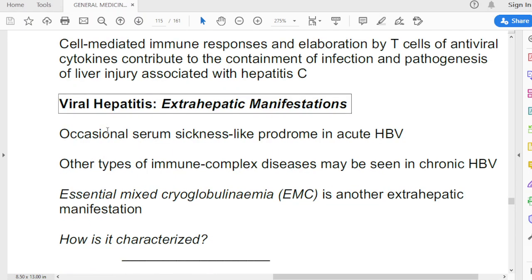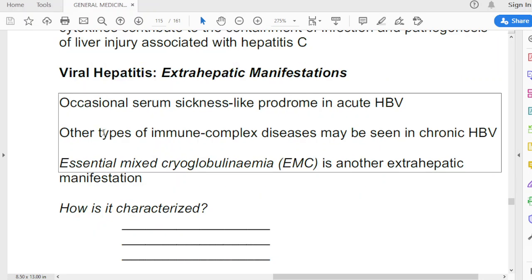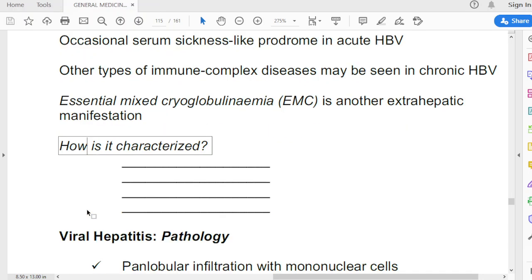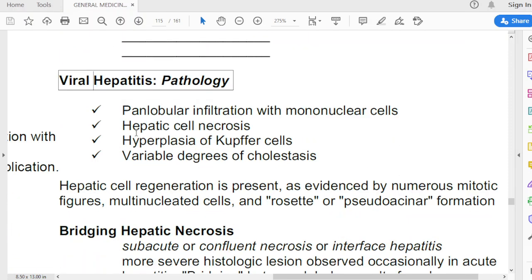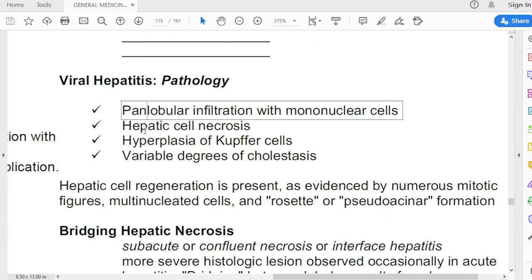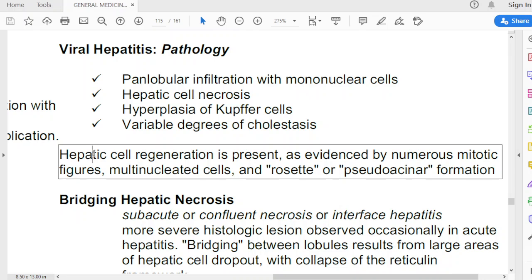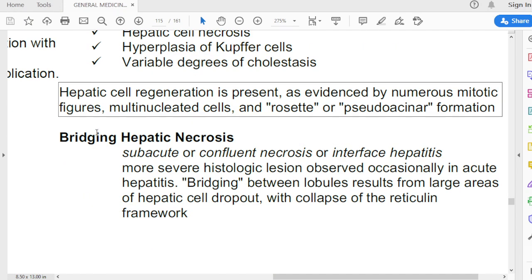Viral hepatitis, extrahepatic manifestations. Occasional serum sickness-like prodrome in acute HBV. Other types of immune complex diseases may be seen in chronic HBV. Essential mixed cryoglobulinemia, EMC, is another extrahepatic manifestation. How is it characterized? Viral hepatitis histology: panlobular infiltration with mononuclear cells, hepatic cell necrosis, hyperplasia of Kupffer cells, variable degrees of cholestasis. Hepatic cell regeneration is present, as evidenced by numerous mitotic figures, multinucleated cells, and rosette or pseudoacinar formation.